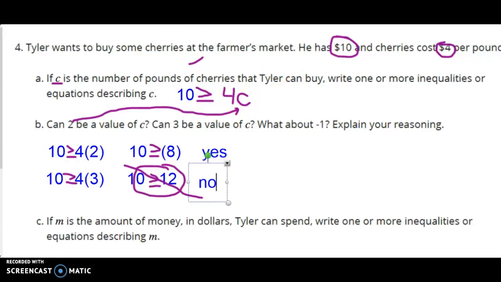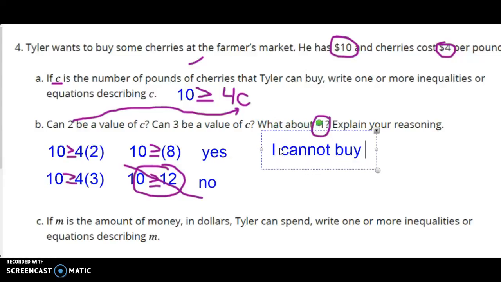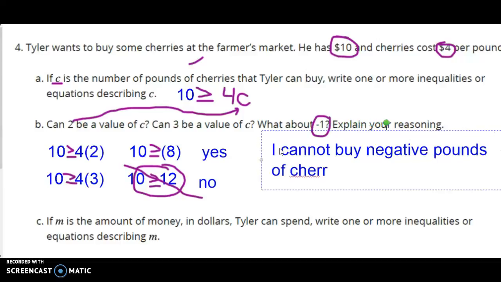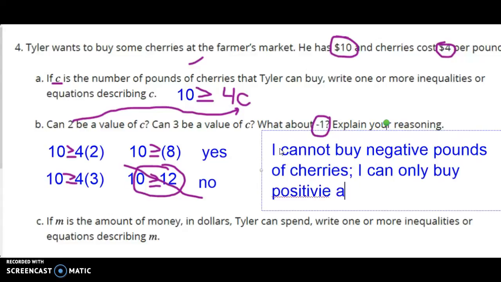Then it says, what about -1? Here's the thing with -1. I know that C is the number of pounds. Can I buy -1 pounds of something? No, that doesn't really make sense. So I cannot buy negative pounds of cherries. I can only buy positive amounts.